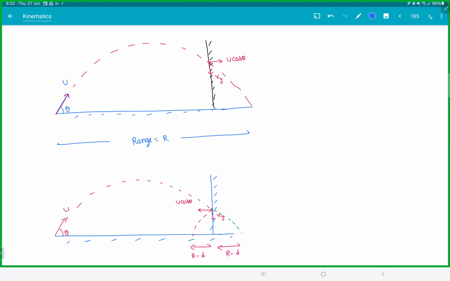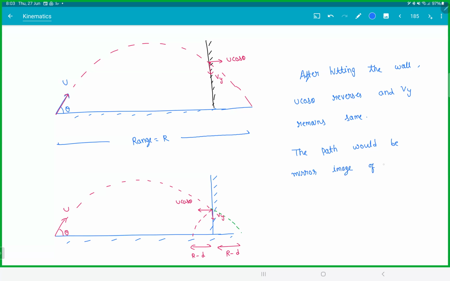Is this making sense? Whenever you have a wall, whatever is supposed to happen on the right, simply reflect it. After hitting the wall, u cos theta reverses, the vertical didn't change. So u cos theta reverses and vy remains the same. Therefore, the path would be the mirror image about the wall. The wall will act like a mirror, whatever is happening on the right, its reflection will happen. Therefore, we get x equal to R minus d. Clear, everyone?